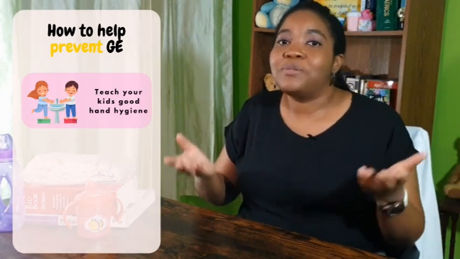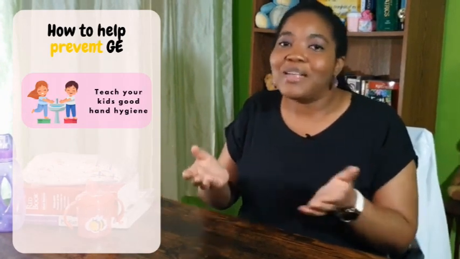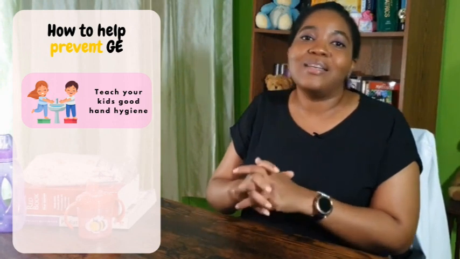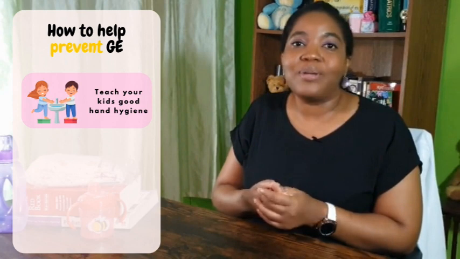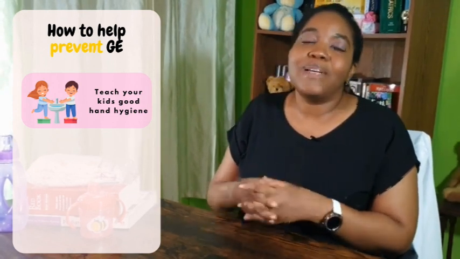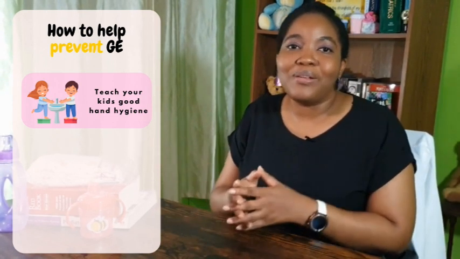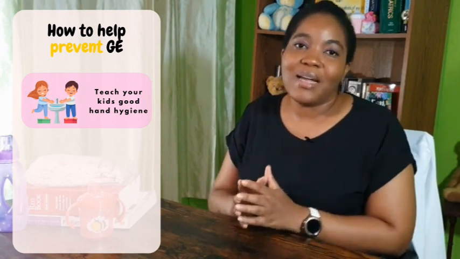And most children in the first couple of years of life may have at least 1 to 2 episodes of GE. But there are some things that you can do to reduce the likelihood of them having GE. And that starts with what we talked about before. So good hand washing. Teach your kids good hand hygiene. Sing with them for that 20 seconds as they wash their hands. Teach them when to wash their hands, before and after they use the bathroom, before and after they eat. And make it a family thing. Make it fun so that they know that it's important to keep your hands clean.